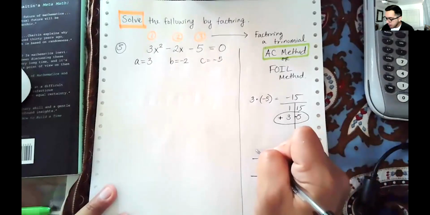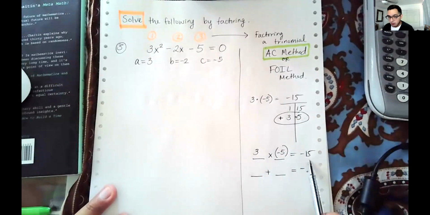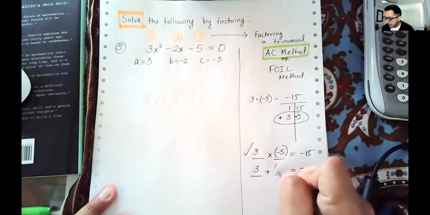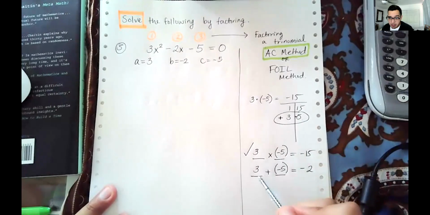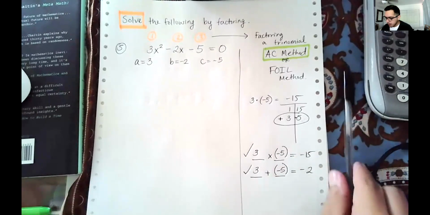But here, if we have 3 times -5, that gives us our -15, so that checks out. And 3 plus -5, which is the same thing as 3 minus 5, will give you -2. So that works. Okay, does that make sense?